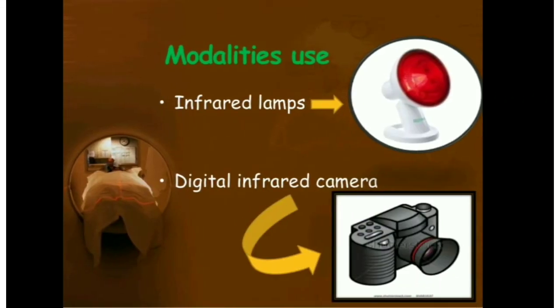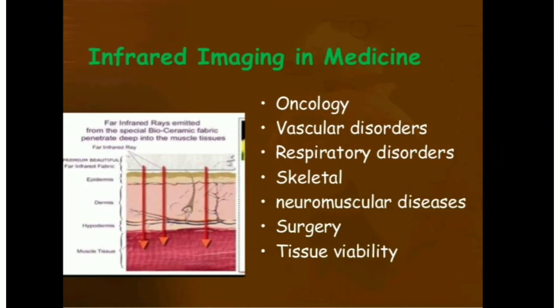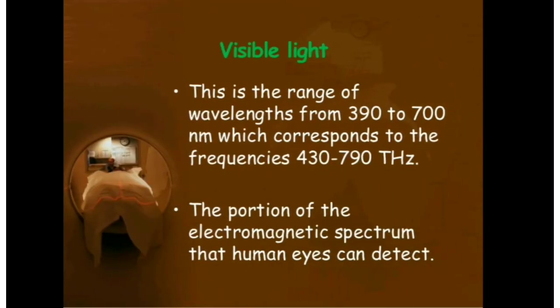Now here we can see the modality used, that is infrared lamps. Just now I talked about infrared lamps being used to treat muscular strains. Those who have pain in their muscles will be healed with the help of infrared lamps. Then digital infrared cameras will help us to see in the night. Imaging in medicine is also useful in oncology, vascular disorder, respiratory disorder, skeletal, neuromuscular disease, surgery, and tissue viability. These are the uses of infrared rays.